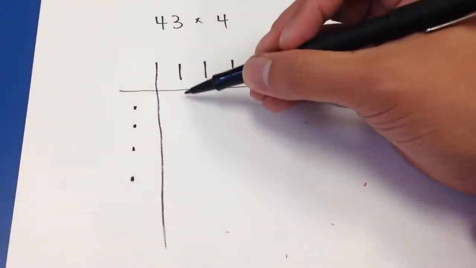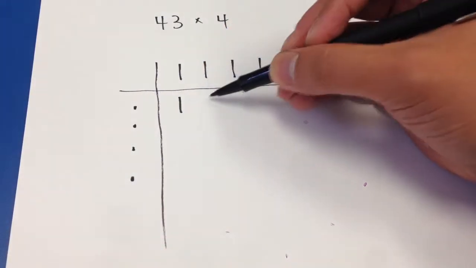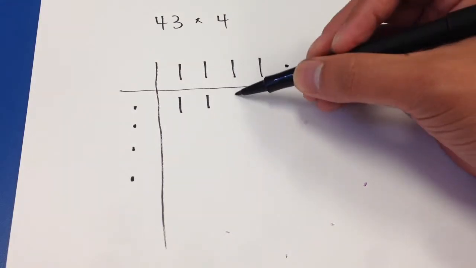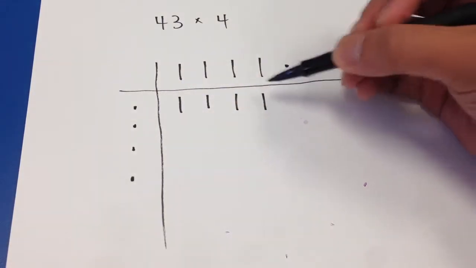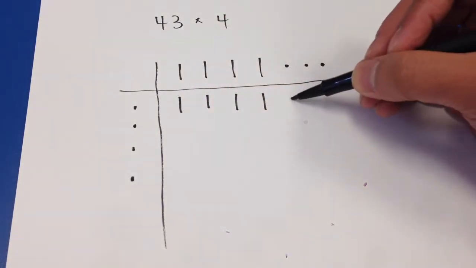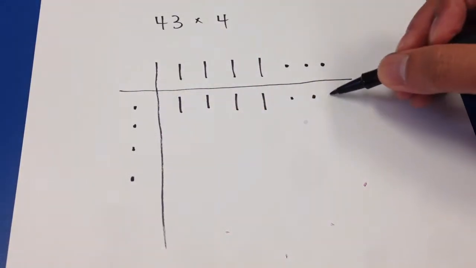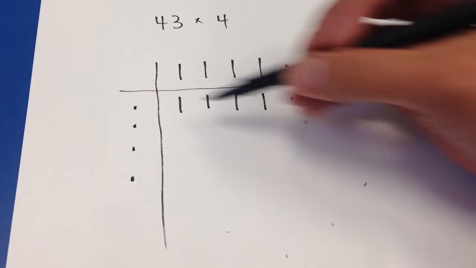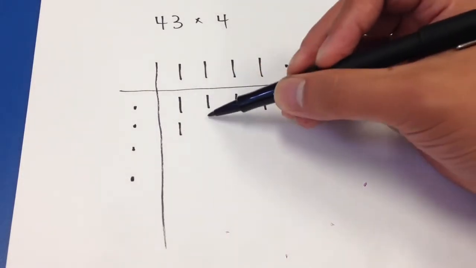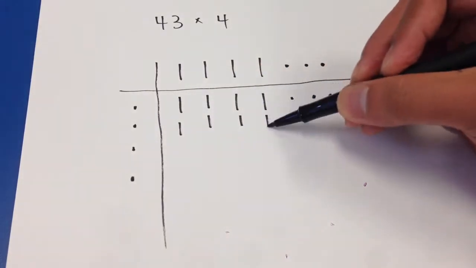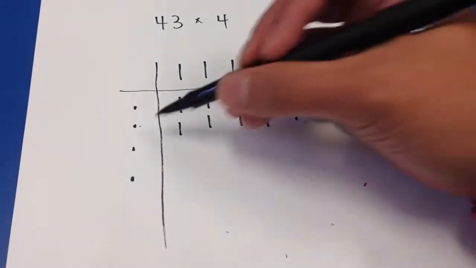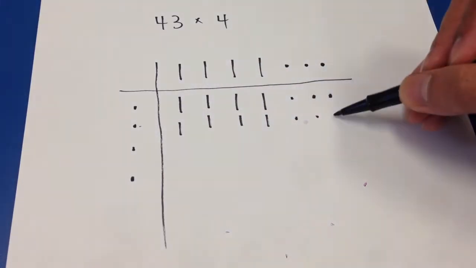So 1 times 10 is 10, 1 times 10 is 10, 1 times 10 is 10, 1 times 10 is 10. Here 1 times 1 is 1, 1 times 1 is 1, and 1 times 1 is 1. Now in this row here, 1 times 10 is 10, 10, 10, and 10. 1 times 1 is 1, 1 times 1 is 1, 1 times 1 is 1.